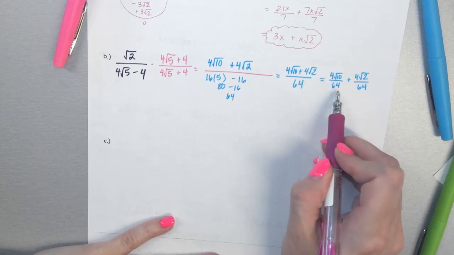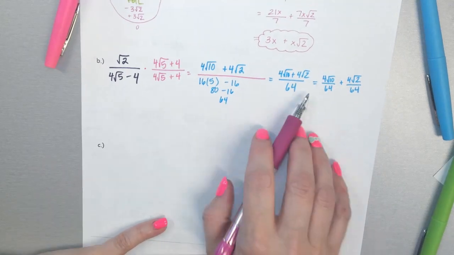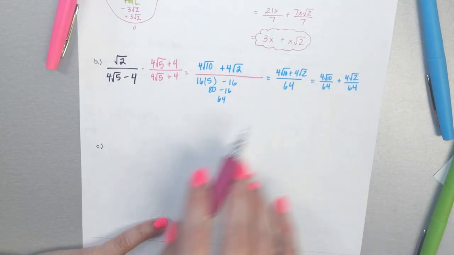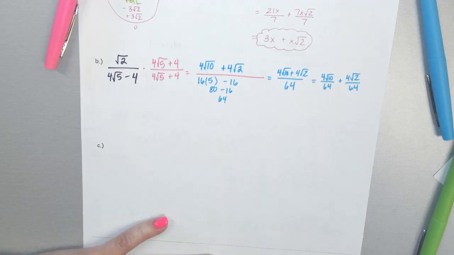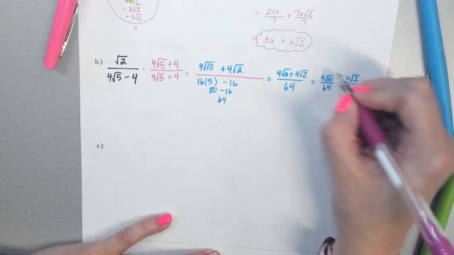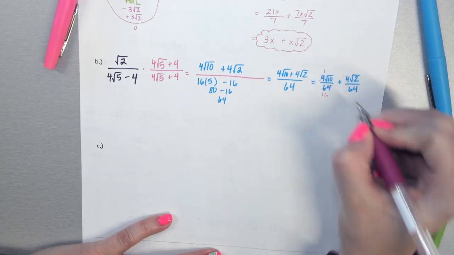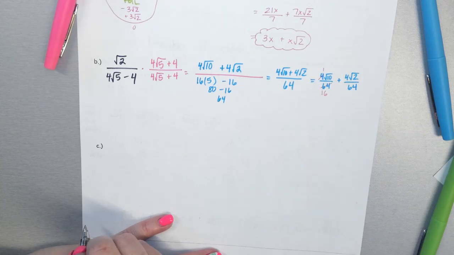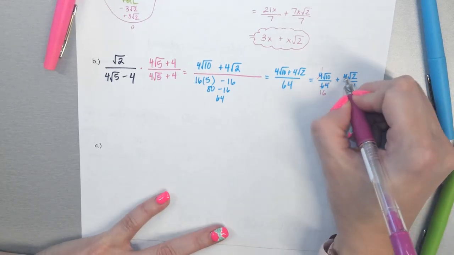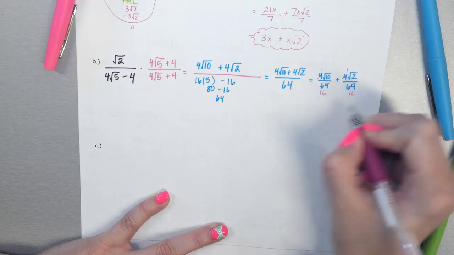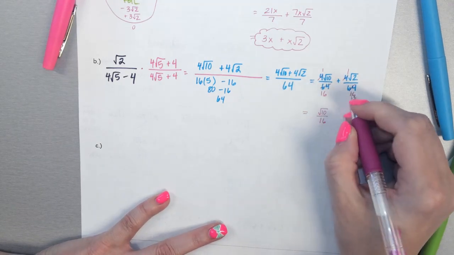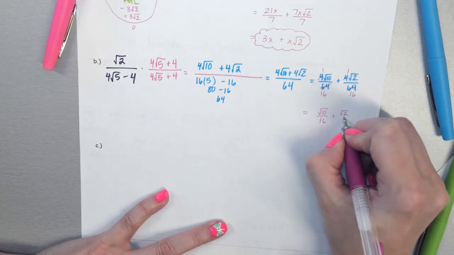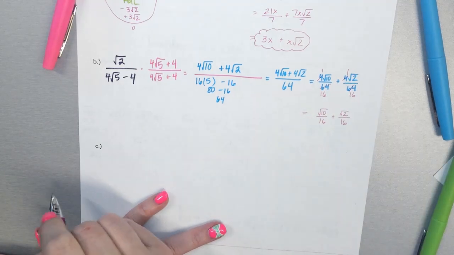Okay, so you have 4 over 64. Okay, how do we want to simplify that? Okay, so you can divide them both by 4. So 4 goes into itself 1 time, goes into 64 16 times. You can also just cut it in half twice. You get the same thing, right? And then this would be 1 over 16 as well. So you have root 10 over 16 plus root 2 over 16.